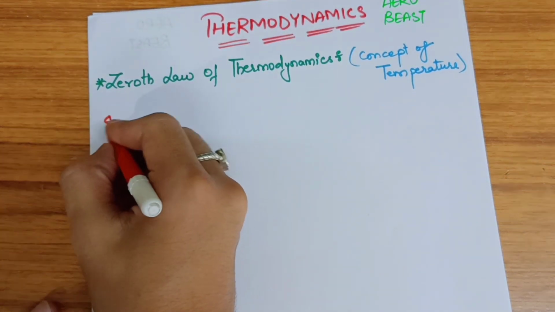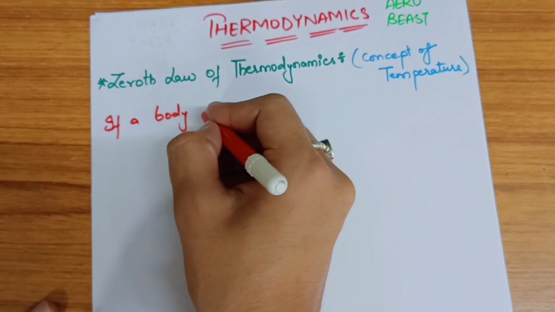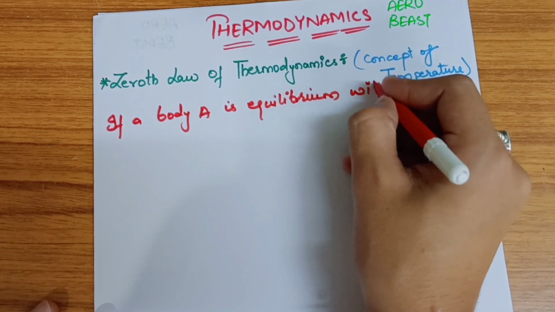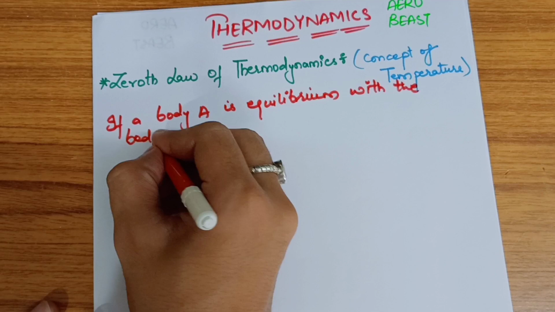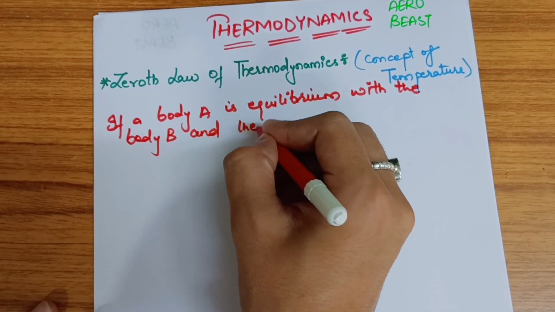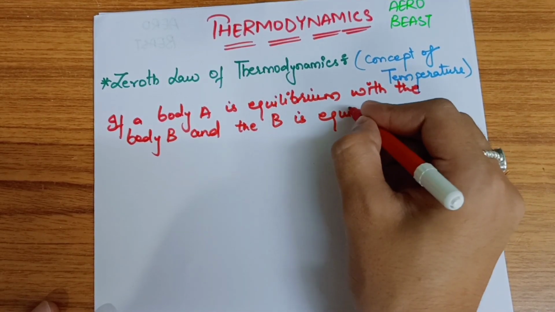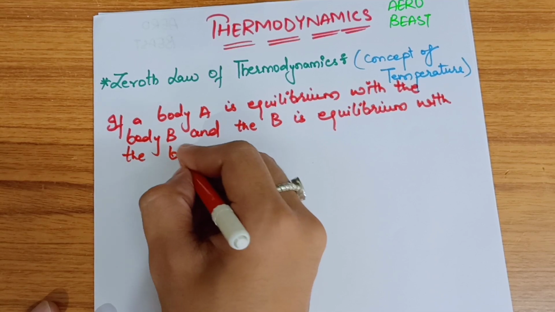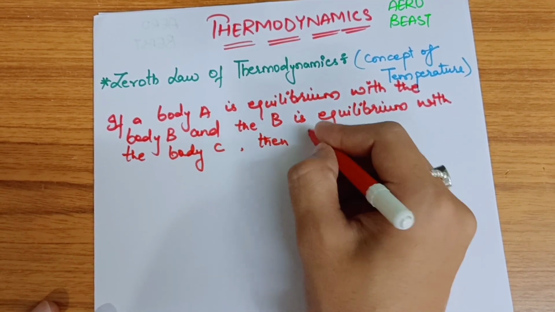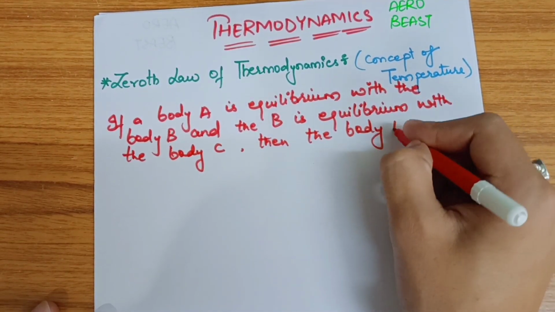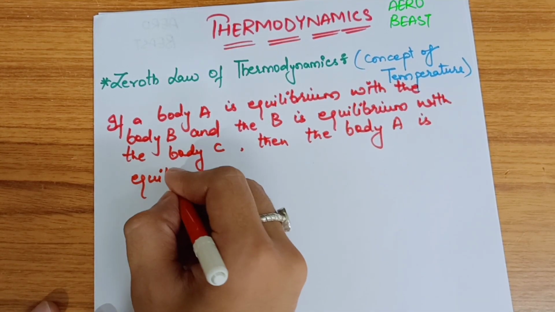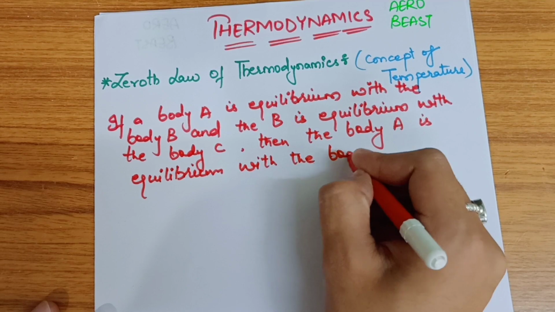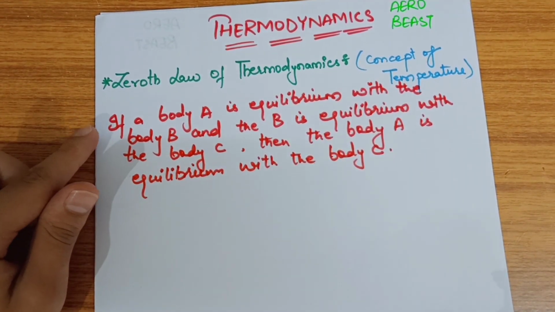So, if a body A is in equilibrium with the body B, and the body B is in equilibrium with the body C, then the body A is in equilibrium with the body C. So this is the Zeroth law of thermodynamics. It gives the concept of temperature.